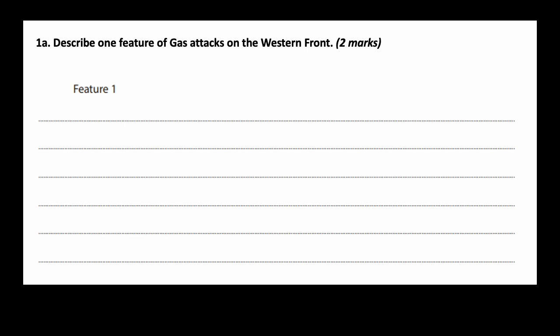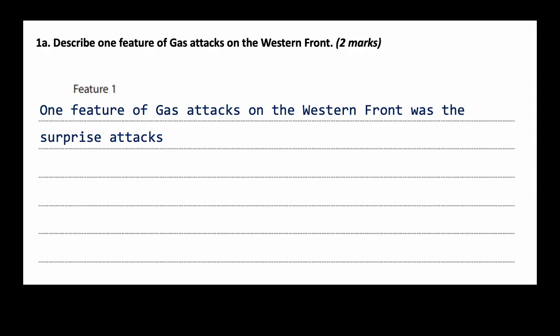It's asking for a feature of gas attacks on the Western Front, which is pretty open and could almost be anything. So remember what we need to do first of all in this question. It's easy, but we've still got some hoops to jump through to make sure we make it very clear to the examiner what we're doing.